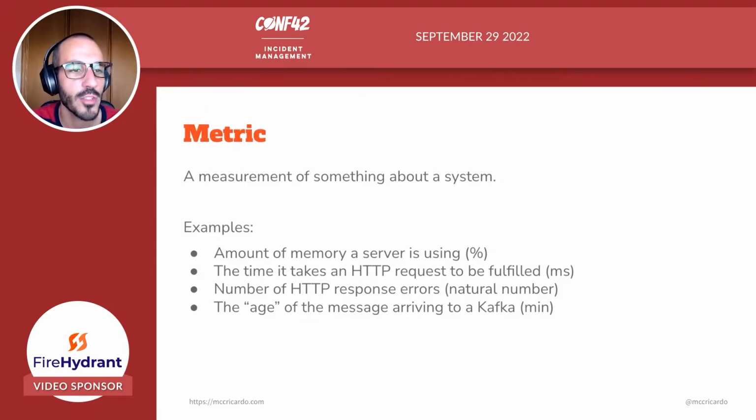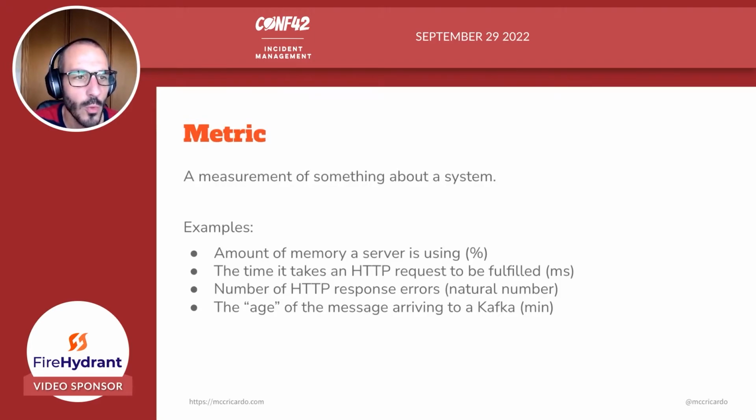And essentially, a metric is a measurement about a system. It doesn't tell us anything other than a measurement. So a few examples of what a metric can be: the amount of memory that the server is using, for example, in terms of percentage of available memory; the time it takes for an HTTP request to be fulfilled, for example, in milliseconds or seconds; the number of HTTP response errors, for example, a natural number; or the age of a message arriving at a Kafka cluster in terms of minutes.